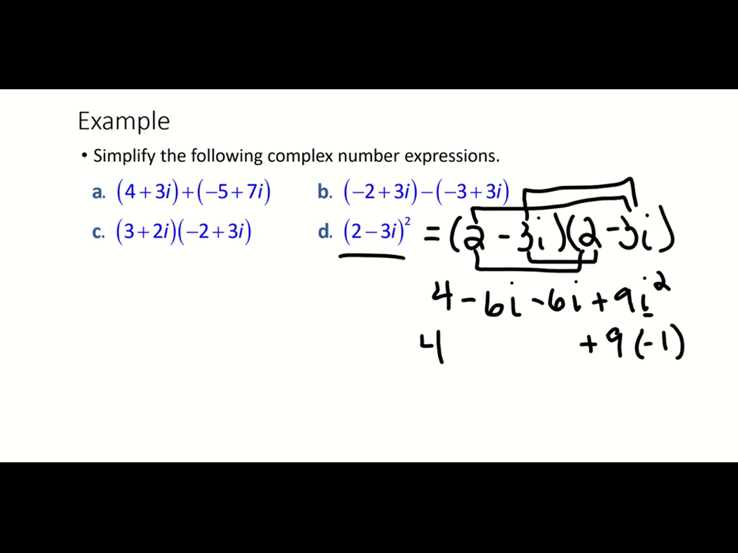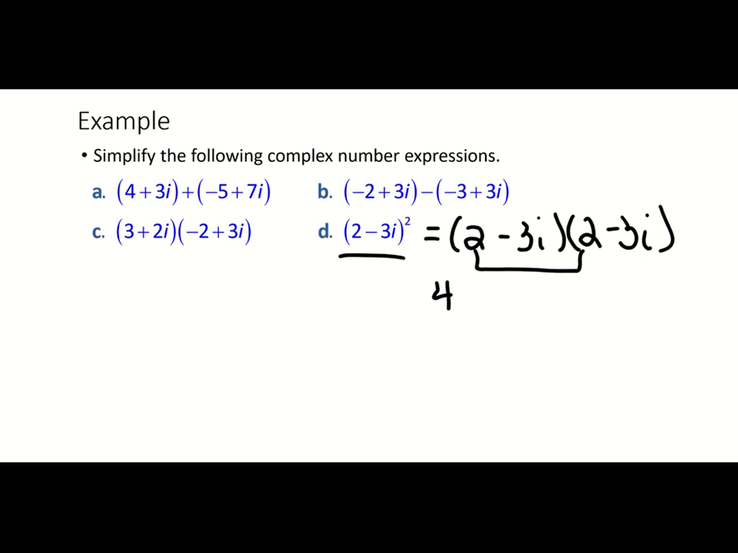So now we have 4 minus 6i plus 9 times -1, or 4, minus 6i minus 6i is -12i, minus a 9, because 9 times -1 is -9. And then we combine 4 and -9. 4 minus 9 will give me a -5, minus 12i. And again, you always want to write it in complex form. So you want the whole number part, then the imaginary part.